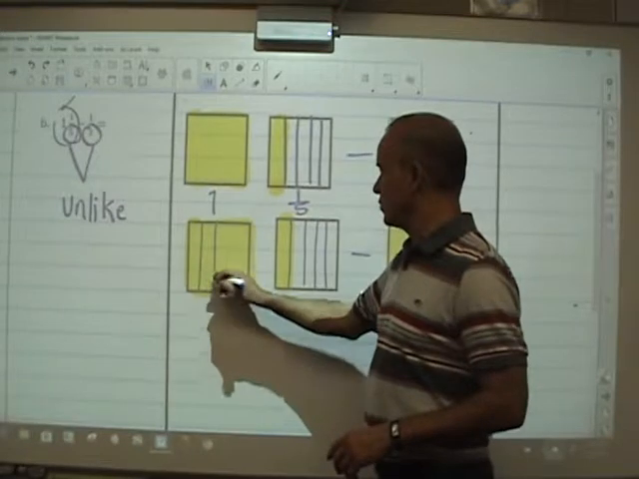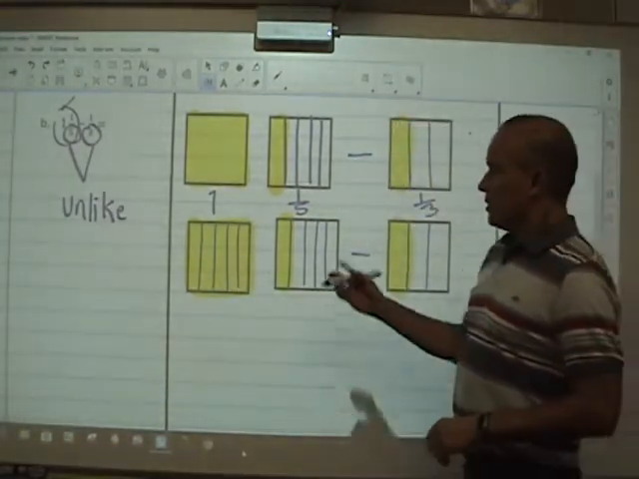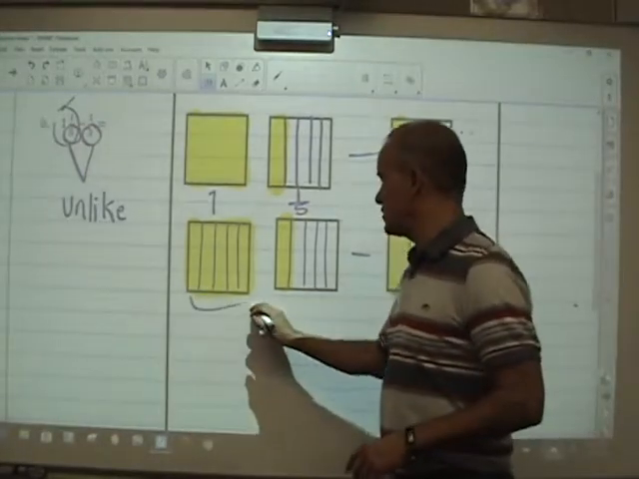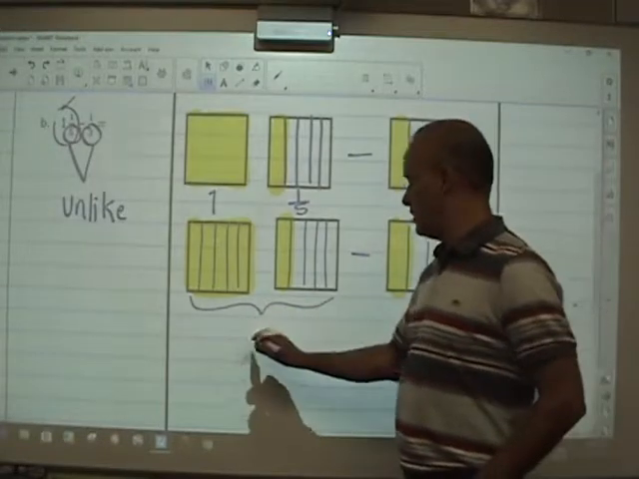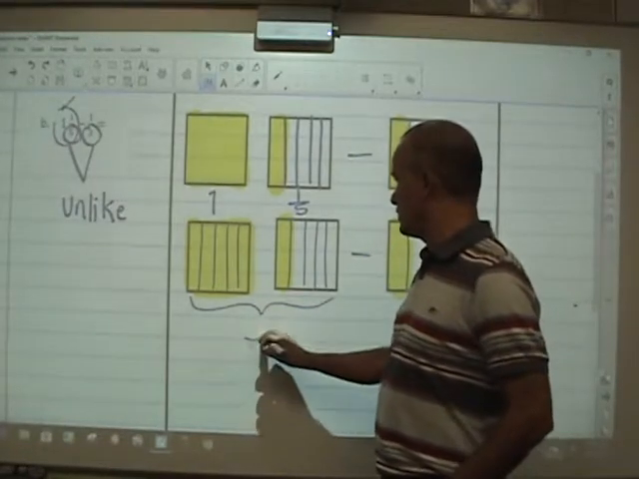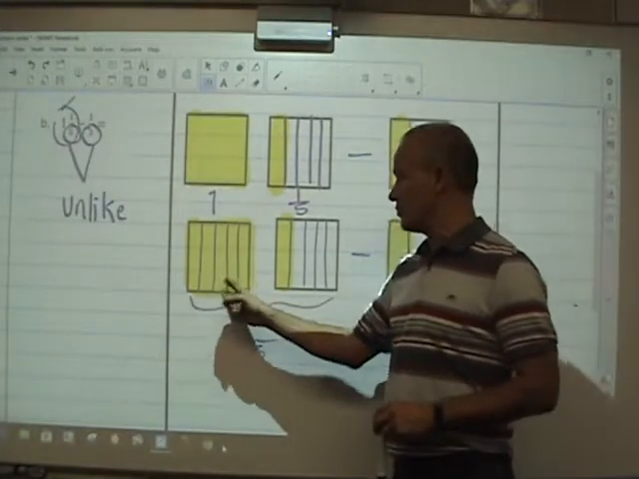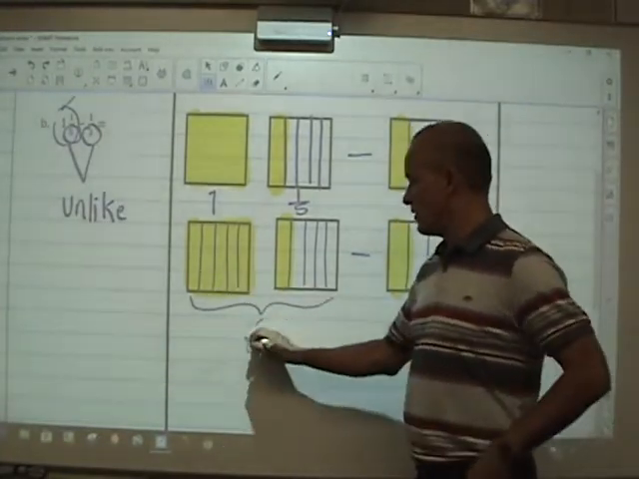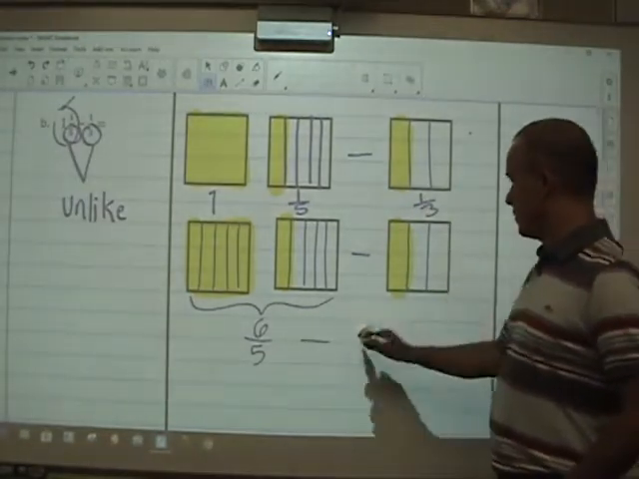1, 2, 3, 4 parts. So now these two, when you combine them, are going to have the same denominator, which is 5. I'm going to count how many there are. 1, 2, 3, 4, 5, 6. So now we have an improper fraction, minus the 1/3.